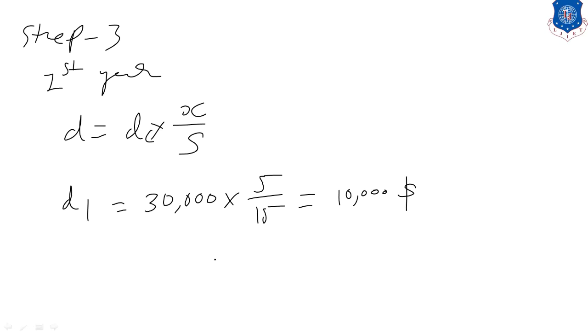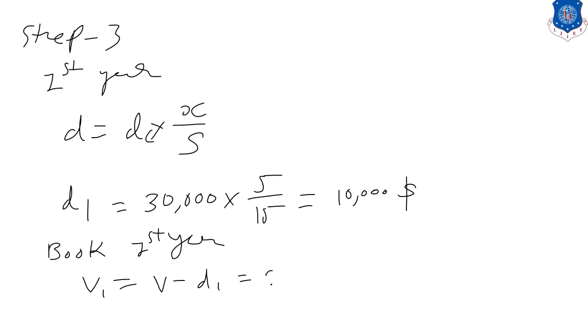And now let's calculate the book value for the first year. The book value for the first year can be given by V1 is equal to V minus D1. V, which means the original cost, which is $35,000, minus D1, which is $10,000. So it makes $25,000. So at the end of the first year, the value of that equipment becomes $25,000. Now let's calculate for the second year.